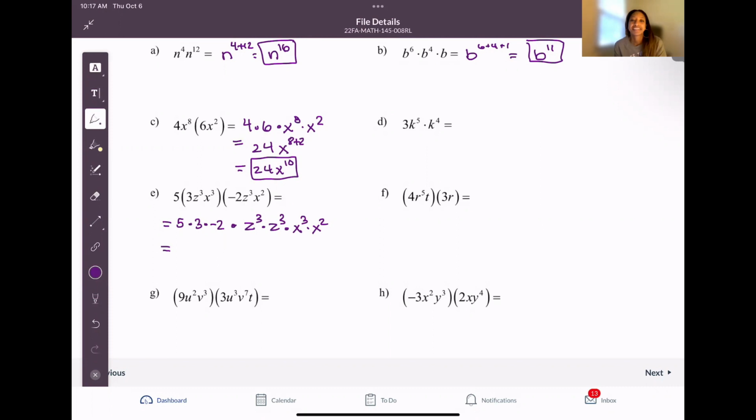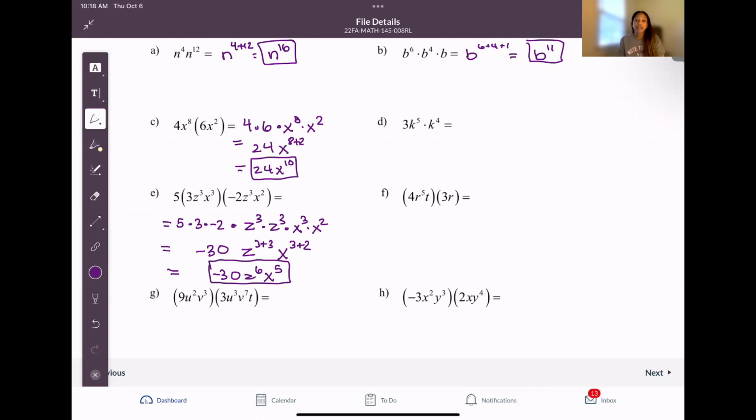All right. Now let's see what this gives us. So 5 times 3 times -2, that's -30. For the z's, z to the third times z to the third would be z to the 3 plus 3. And for the x's, we'll have x to the 3 plus 2. So our final answer here is -30 z to the 6th times x to the 5th.